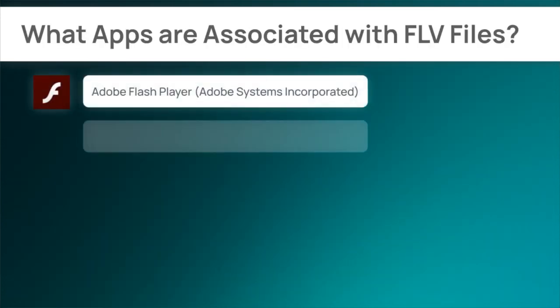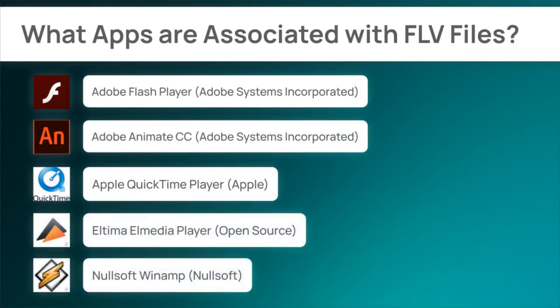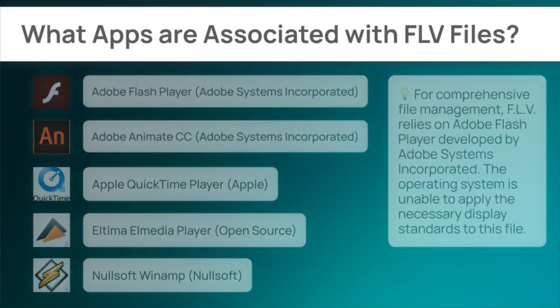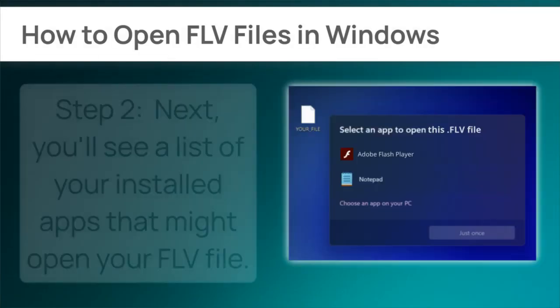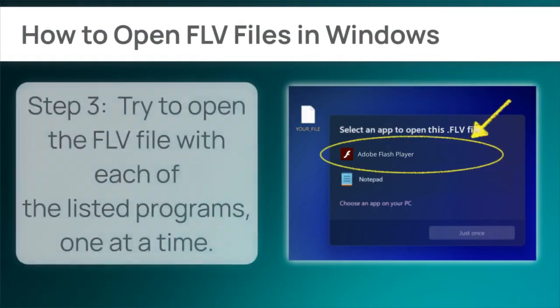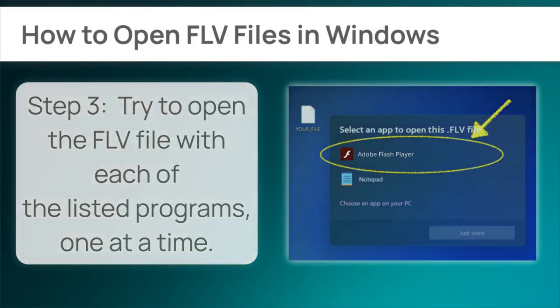The primary software for FLV is recognized as Adobe Flash Player, developed by Adobe Systems Incorporated. The native Windows utility cannot fully interpret the file's specific data structure. Windows can play many video formats in built-in or installed players. Your first move is to test the obvious. Right-click your FLV file and choose Open With. Use Adobe Flash Player if it is installed. If it's missing, select another program. We are performing a quick elimination test.